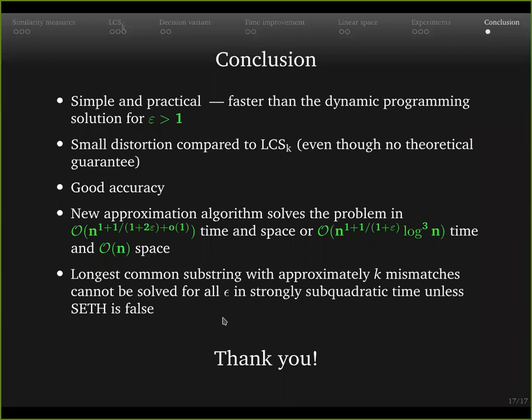One final result I had never mentioned before in this talk, but that we give in the paper, is that we show the first lower bound on the longest common substring with approximately k mismatches, and it is that it cannot be solved for all epsilon in strongly subquadratic time unless SETH is false, which is coherent with our results, as we always have epsilon as a parameter of the time complexity.